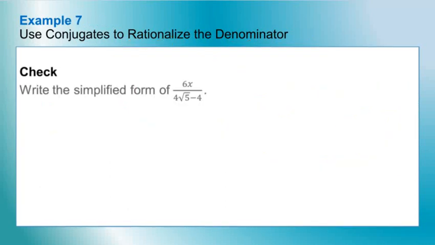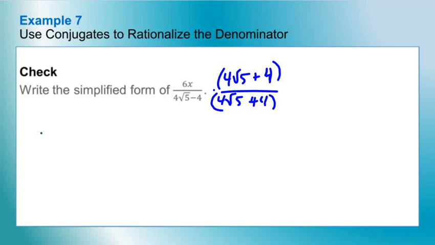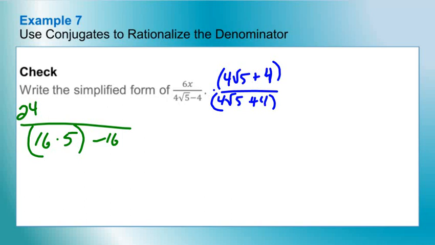And our last question, write the simplified form of this. We're going to multiply this by 4 square root of 5 plus 4. That gives us 16 times 5 minus 16. And in the numerator, that gives us 24x square root of 5 plus 24x.